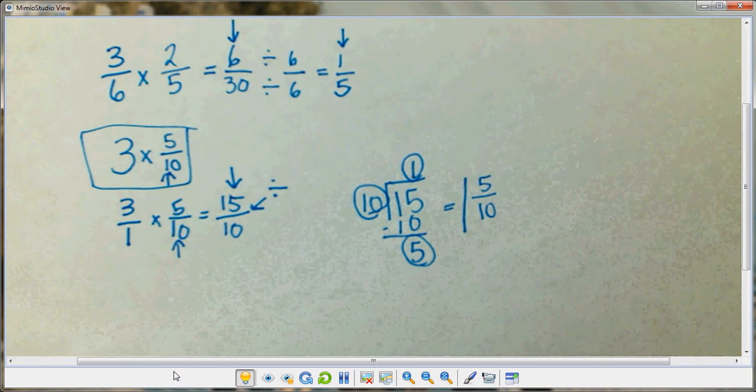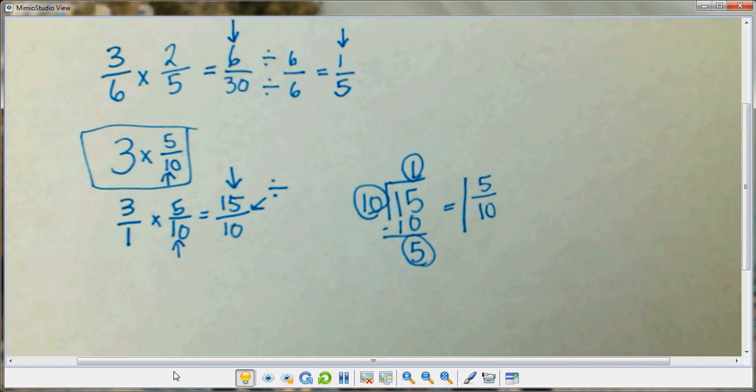So those are the types of multiplication problems you will see in our classroom in Unit 2 or Big Idea 2, all about fractions.